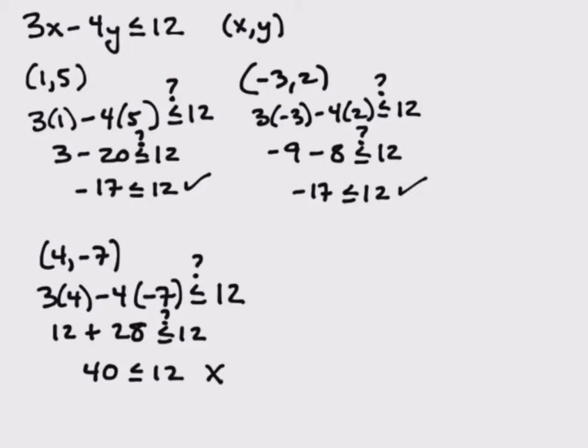Of course, there are going to be infinitely many ordered pairs that we can come up with that will make that inequality true. And so it wouldn't make sense for us to list all of them. The best way to capture all of them will be to create a graph.